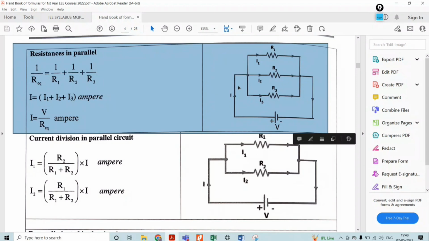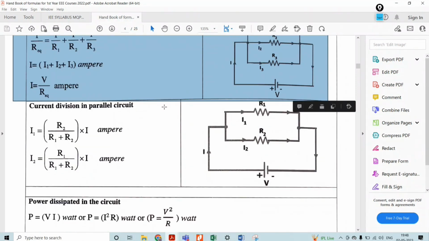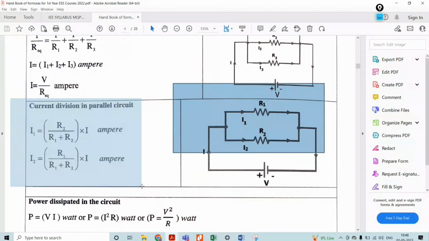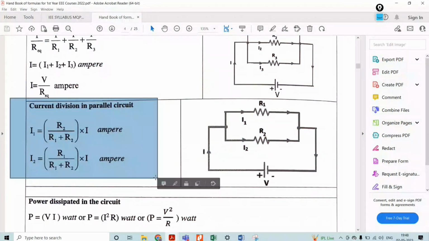But in this case there are three different resistances. If there are only two resistances, then we make use of the current dividing rule, which I have used in my class, and Vinith sir and Ramya ma'am also. We use the current dividing rule rather than the voltage dividing rule.